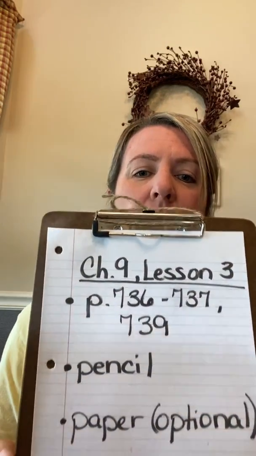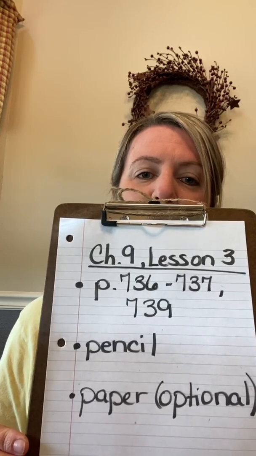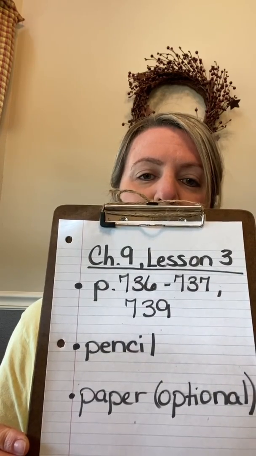Hey, 7th grade, I'm back with your second lesson for the week. We're going to be working from Chapter 9, Lesson 3. The title of the lesson is Probability of Compound Events. And you guys are going to need your math book. We're going to be starting on page 736.